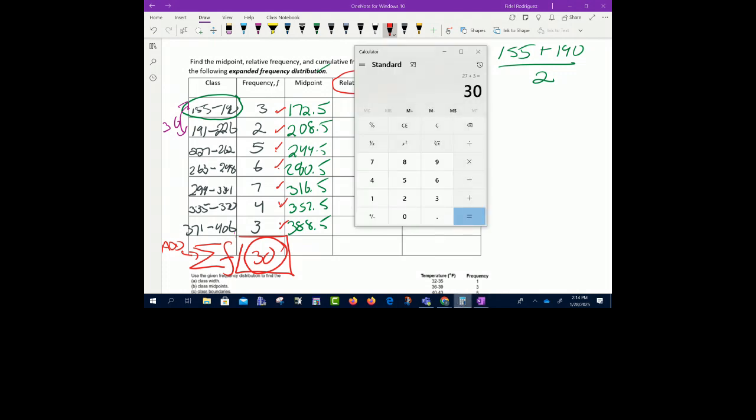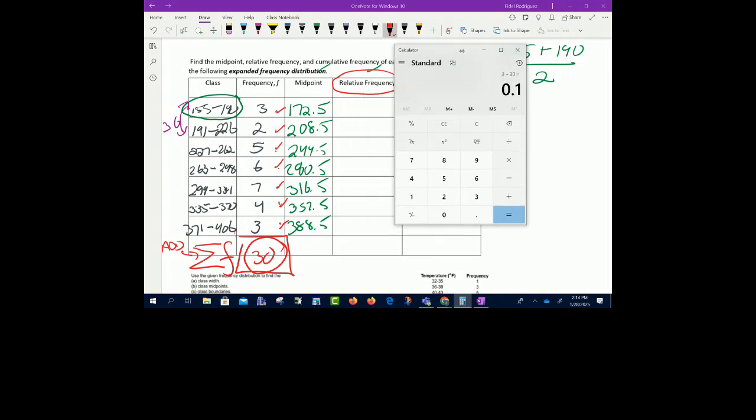So I'm going to take my calculator and say, look, what's 3 divided by 30? 0.1. My relative frequency, my friends, is always going to be a decimal. If you think about 0.1, that would be like 10%. But that's in essence what we're doing. Let's do the same thing for the next one. Let's take 2 and divide it by 30.